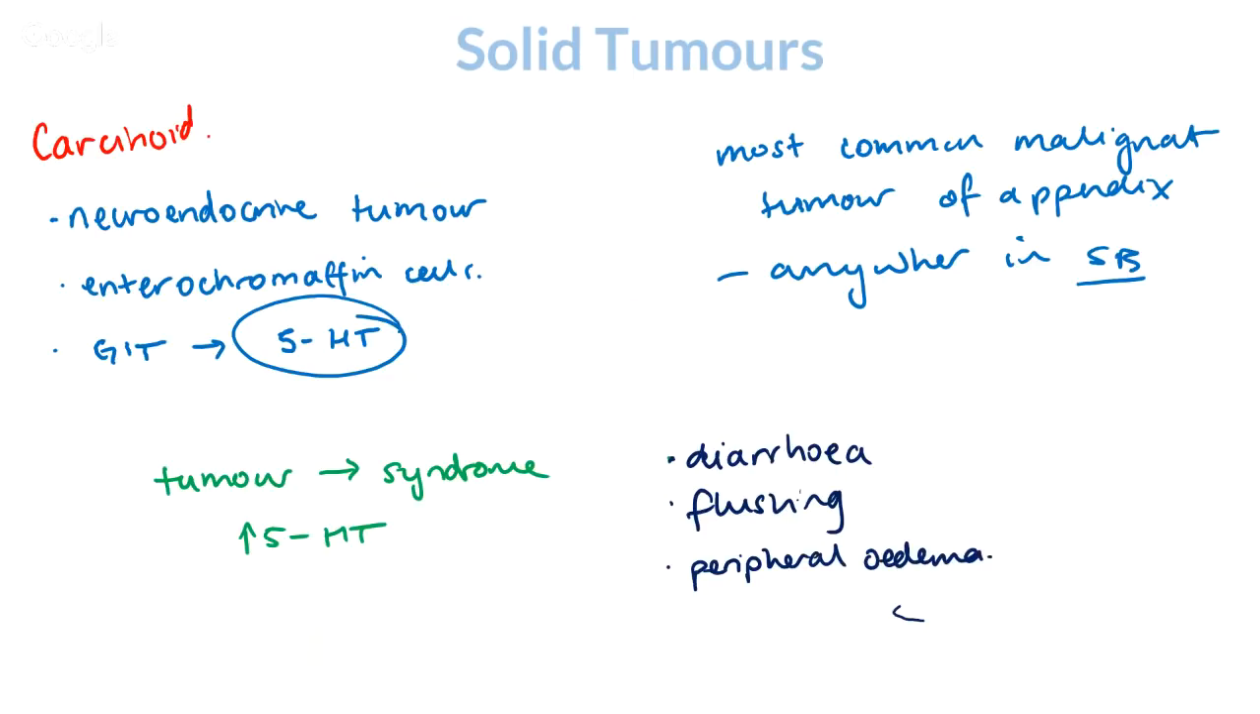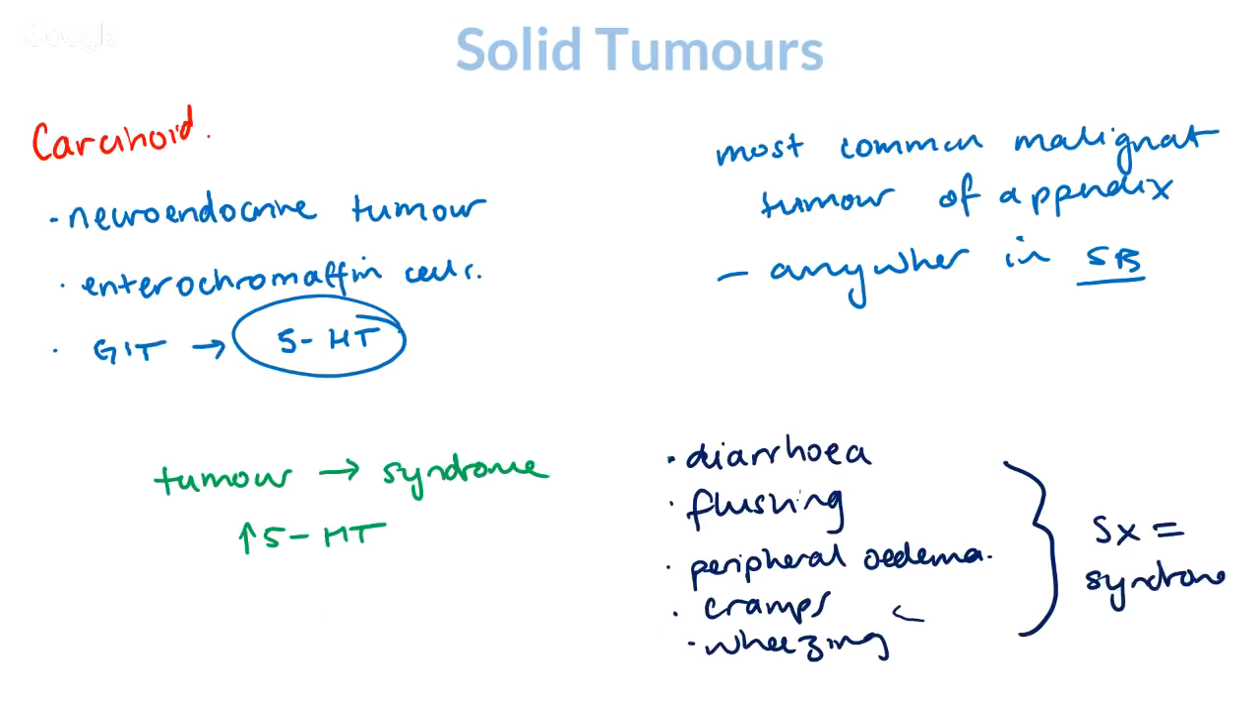Okay, peripheral edema and cramps, cramps and wheezing. So if a patient has any of these symptoms, this equals carcinoid syndrome. So it goes from just a carcinoid tumor to a syndrome, and this only happens in 10%. So 10% of people who have a carcinoid tumor have an increased serotonin release, and the serotonin release causes these symptoms, which is why it's important to understand the basics of a carcinoid tumor.